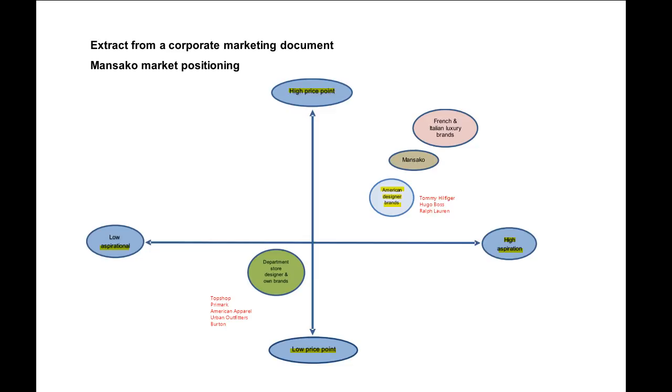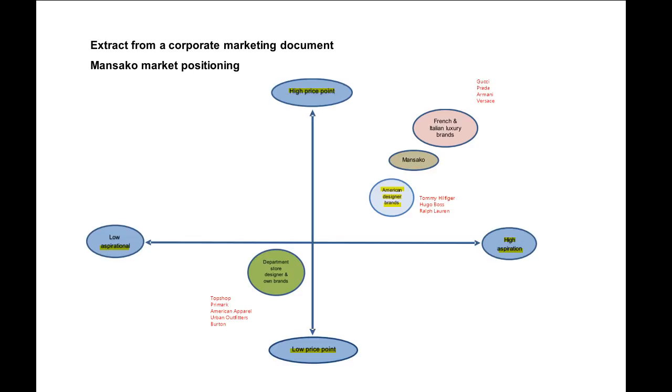And then at the very top, we have French and Italian luxury brands, and the kind of things we're looking for there are the instantly recognizable fashion houses from Europe. So your Gucci, your Prada, your Armani, your Versace, those top end, instantly recognizable famous fashion houses.